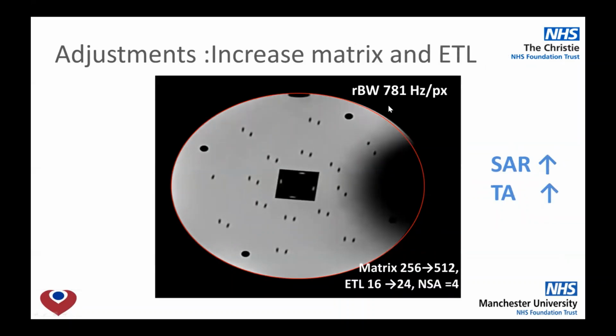And there's more changes we can make, for example, by leaving the received bandwidth at a very high level, but also increasing the matrix size from 256 to 512, and increasing the echo train length of this turbo spin echo sequence from 16 to 24, we'll get an image that has really rather good geometric fidelity. The signal void artifact is minimized. However, making all of these changes will result in a very low SNR. So this image was obtained with a number of signal averages of 4, and this means the acquisition time has jumped through the roof. And more echoes in your train and a higher matrix size will lead to a higher SAR pulse sequence.